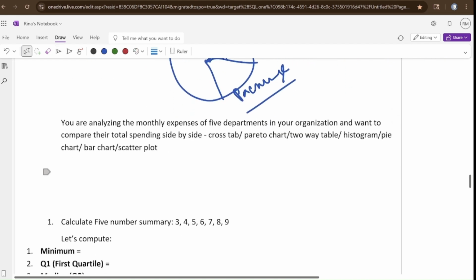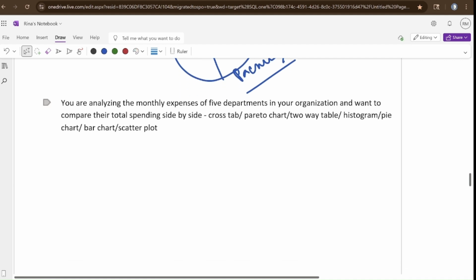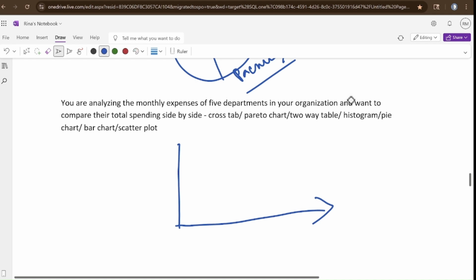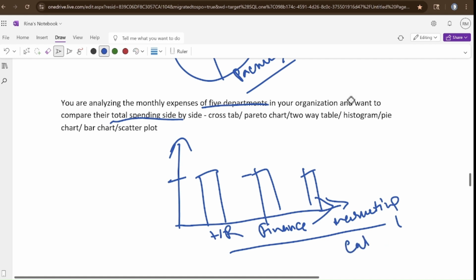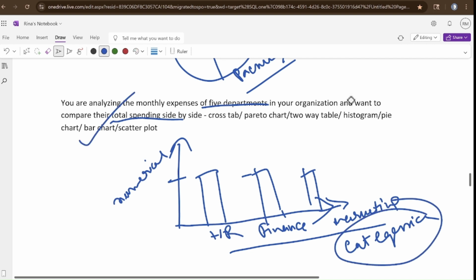Next one. You are analyzing the monthly expense of 5 departments in your organization and you want to compare their total spending. 5 departments, let's say HR, finance, marketing. So departments, and you want to compare their total spending. What is the spending for HR? What is the spending for finance? What is the spending for marketing? See, this is categorical, and here you have to write numerical. So when you want to show the distribution of any categorical variable, which one is best? That is a bar chart. Okay.